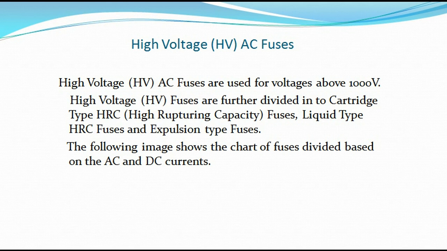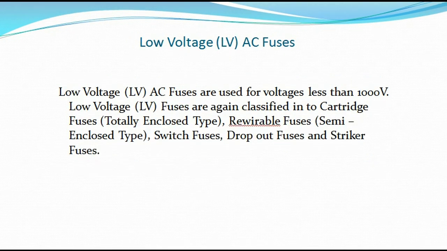High voltage fuses are further divided into cartridge fuse, which is high rupturing capacity fuse, liquid types under the same high rupturing capacity fuse, and explosion type fuse. Now in this case, the following image shows the chart of fuses divided based on AC and DC current. Remember what I have just said before.